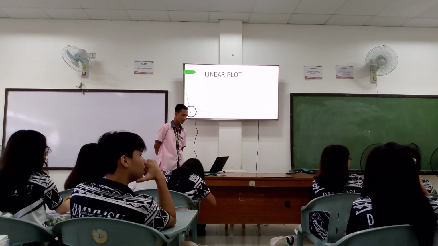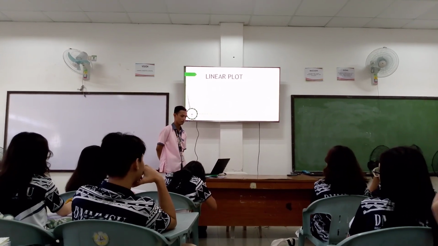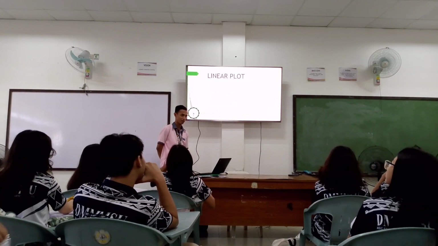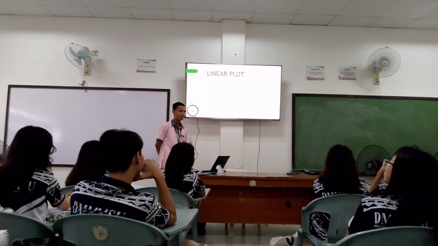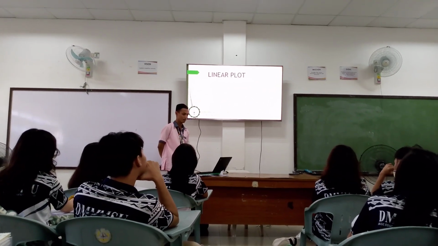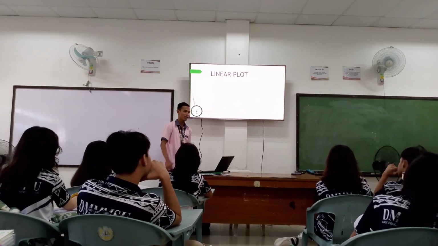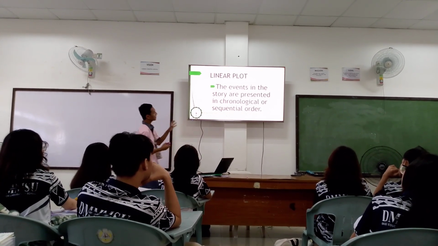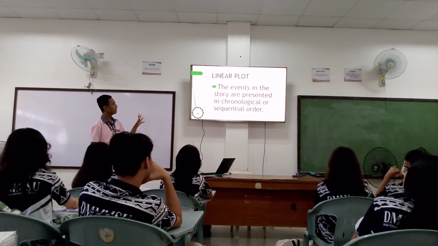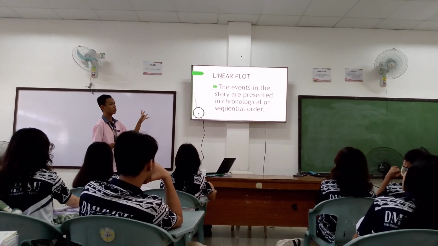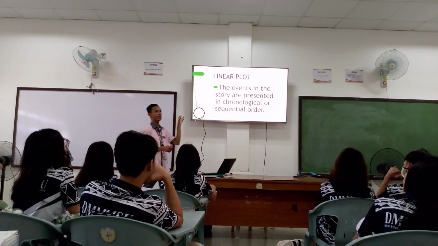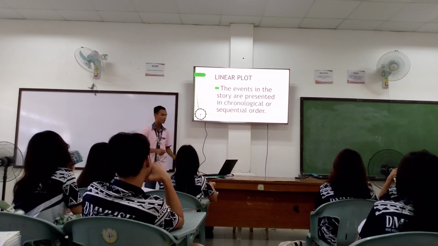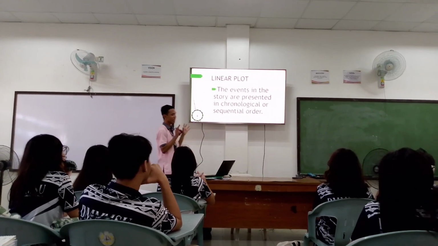The linear plot is presented in a chronological order. For example, let's say numbers, 1, 2, 3, 4, and so on. So when we say linear plot, the events in the story are presented in chronological or sequential order. The activity that you did earlier is an example of a linear plot. So the story is arranged in order.